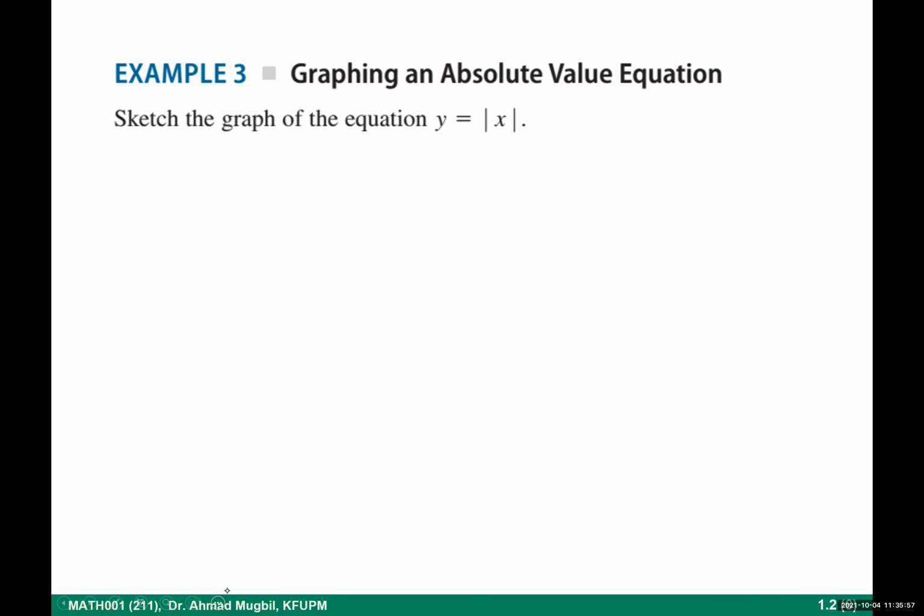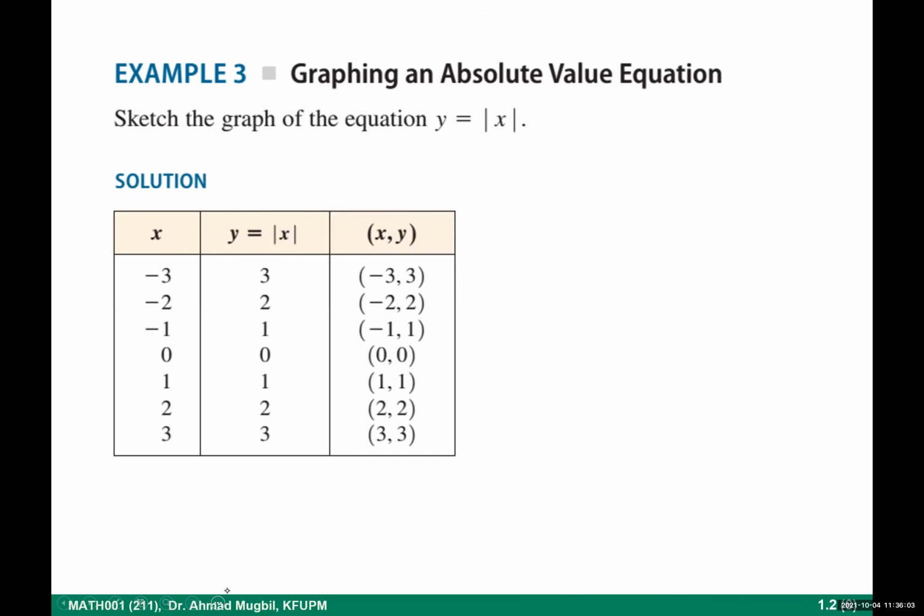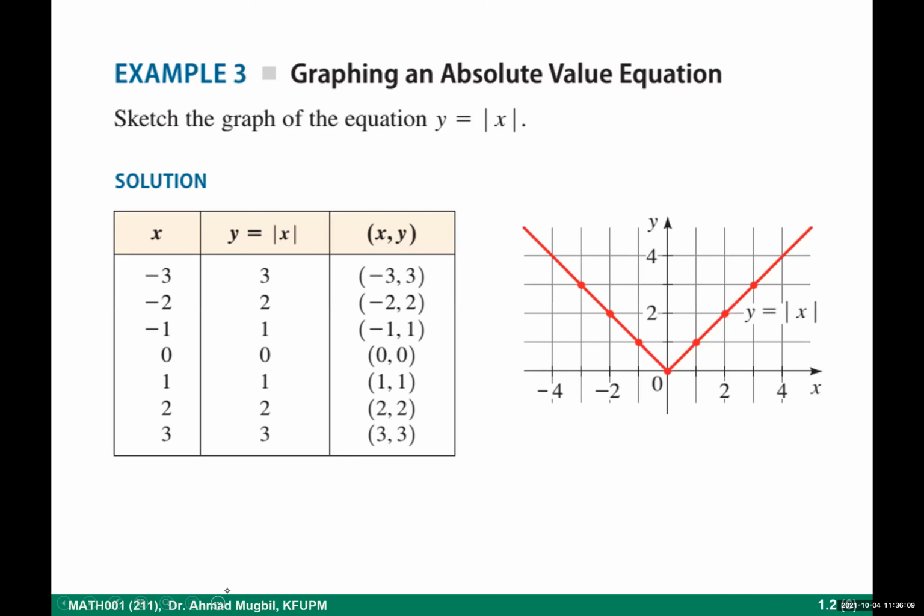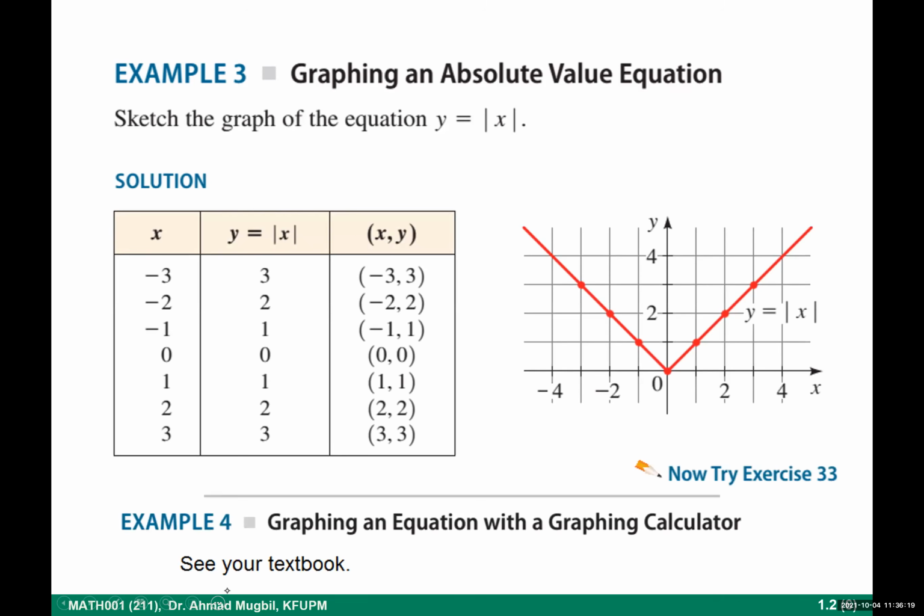Sketch the graph of the absolute value function. Again, you can use the plotting points idea, the same idea: take some values for x, find y, and plot these points. This is what you have. You can notice here the difference between this and x squared. The graph there is curvy. Here it is straight. We will see that in detail later.